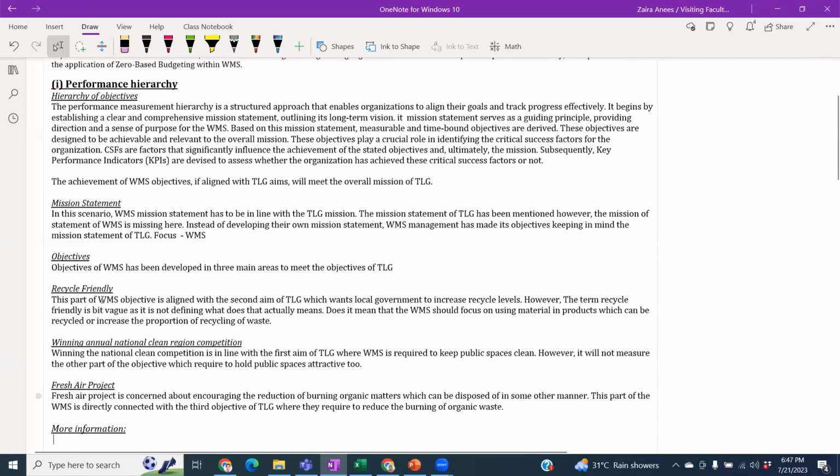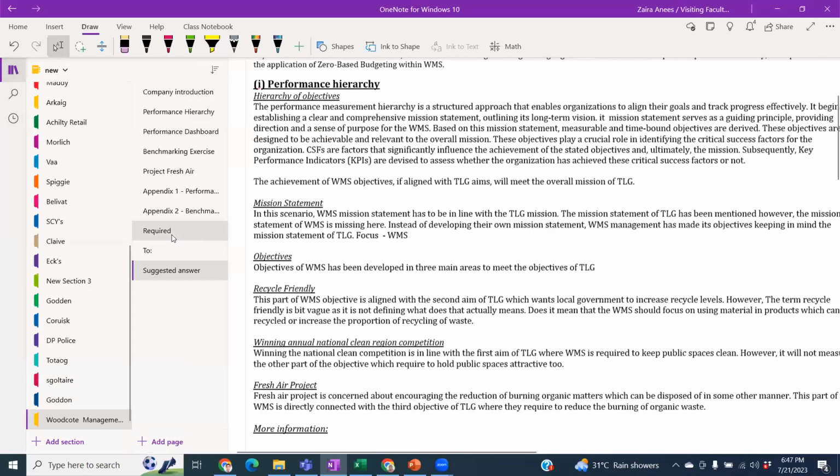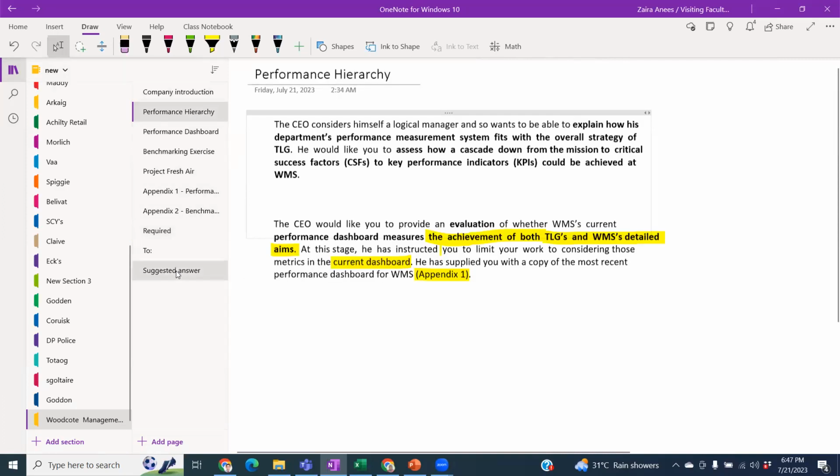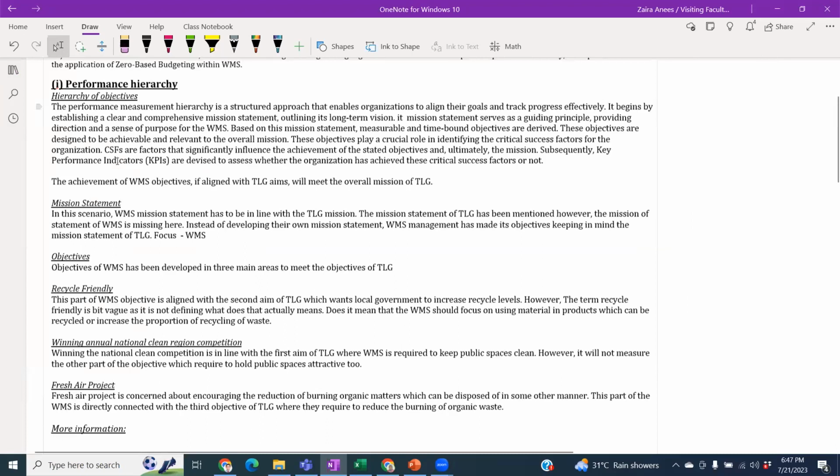This part was of 11 marks. No, how many? The main mistake students are making is that the mission statement of WMS is written down as the objective, right? Yes, mission statement. They have written the mission statement keeping in mind the overall objective of TLG. Overall, what we have written is not too much for 11 marks. But the important point is that 11 marks are not for writing. 11 marks are for understanding the requirement and then addressing it properly.